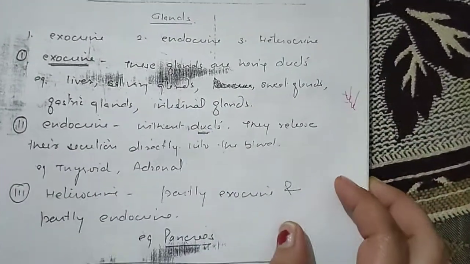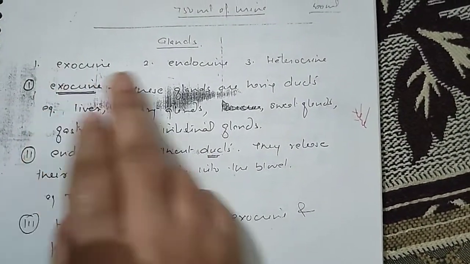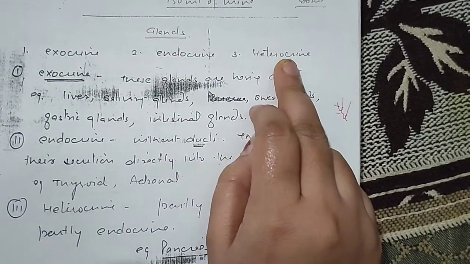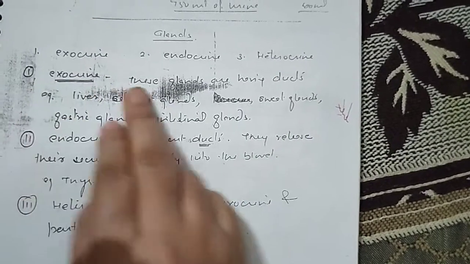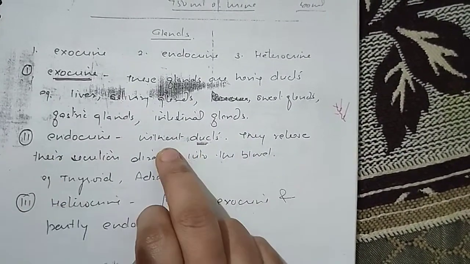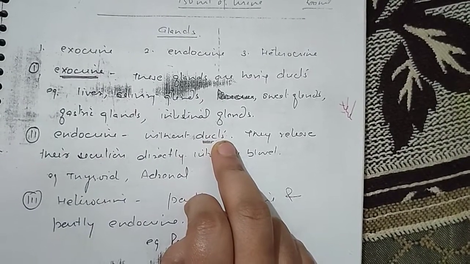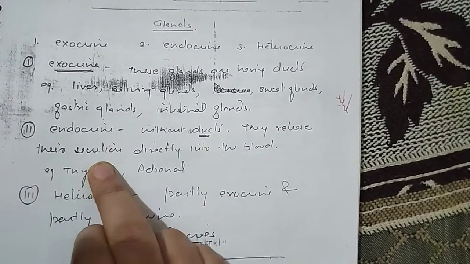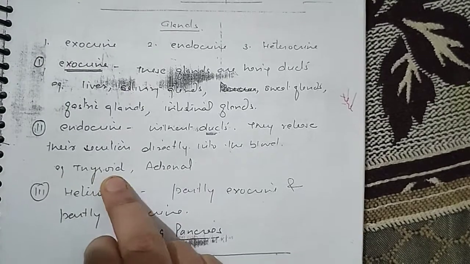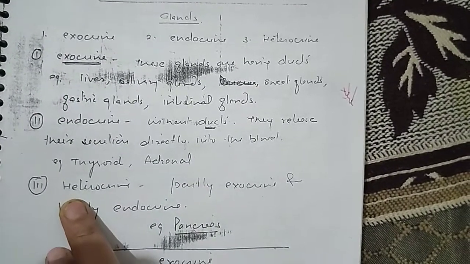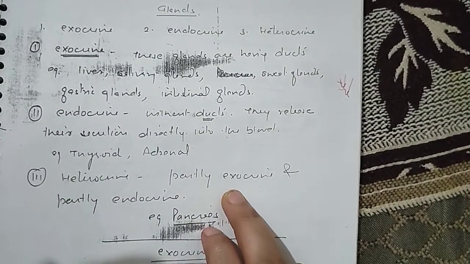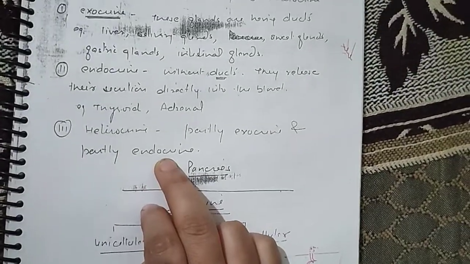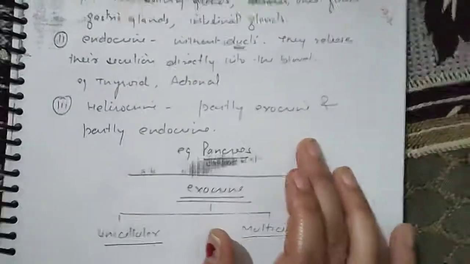Now glands. Exocrine, endocrine, heterocrine glands. Exocrine glands have ducts, for example liver, salivary glands, sweat glands, gastric glands, intestinal glands. Endocrine glands are without ducts. ठीक है, they release their secretion directly into the blood. For example thyroid है, adrenal gland है. ठीक है, then heterocrine, partly exocrine and partly endocrine होते हैं ये. For example pancreas.